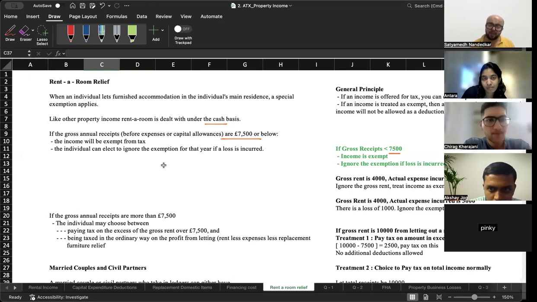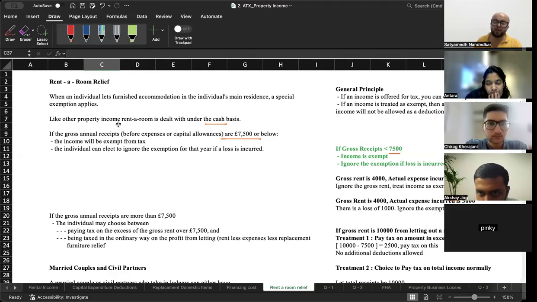Like other property income, rent a room is dealt with under cash basis. If the gross annual receipts are 7,500 or below, the income will be exempt from tax, and the individual can elect to ignore the exemption for that year if a loss is incurred. What does that mean? If the total income is 7,500 or less, don't subject the income to tax. But if there is a loss in the picture, let's see how that is dealt with.